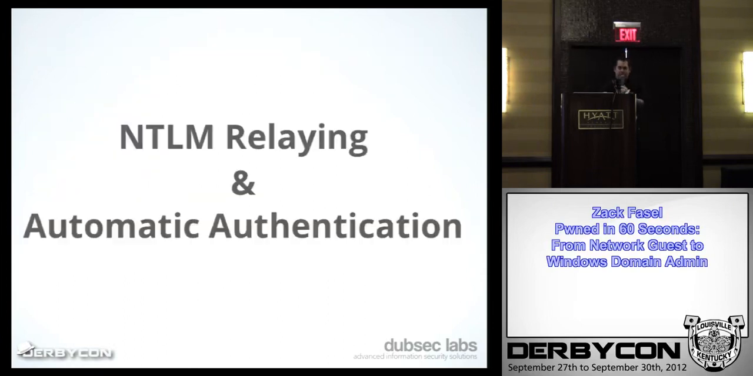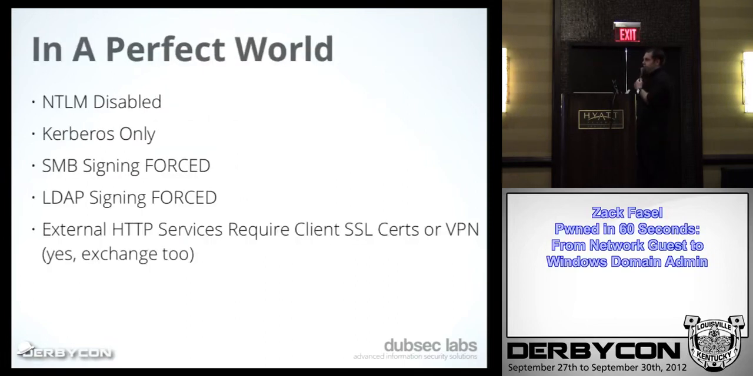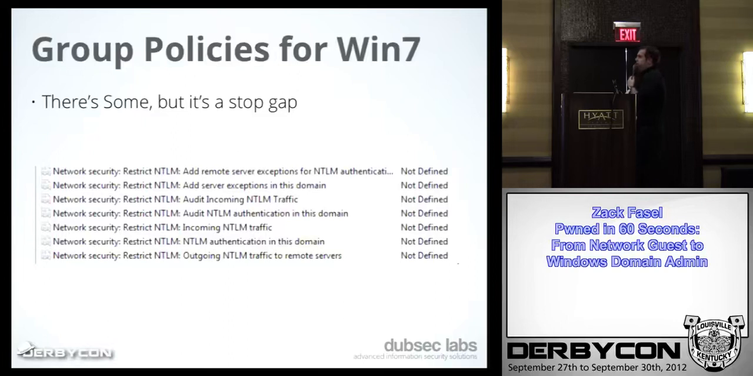So like I said, there's the two core issues, the NTLM relaying and the automatic authentication. When you go to fix it in your environments, if you're a sysadmin or you're making recommendations as a consultant, keep those two things in mind when you make the recommendations. So in Windows 7, there's some group policies. Windows 7 introduced these GPOs in order to monitor NTLM traffic in order to phase it out. How many people here are sysadmins or on the defensive side? Just out of curiosity.